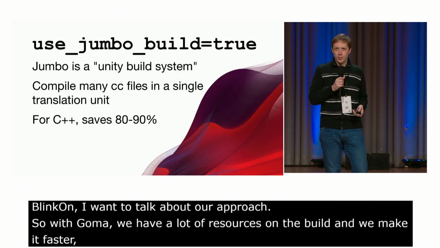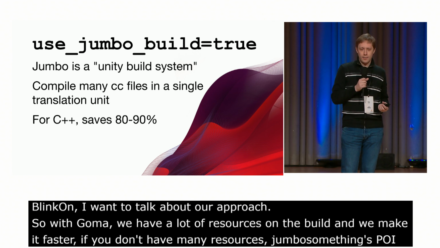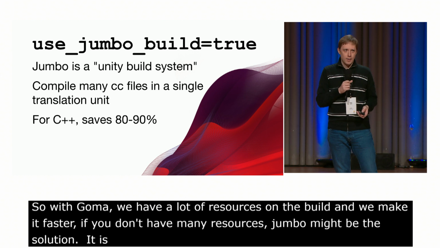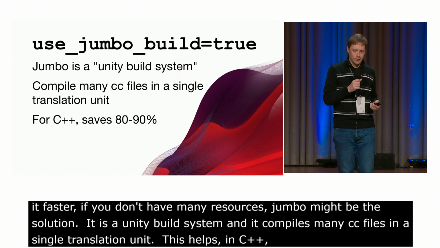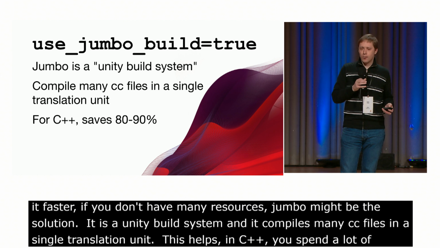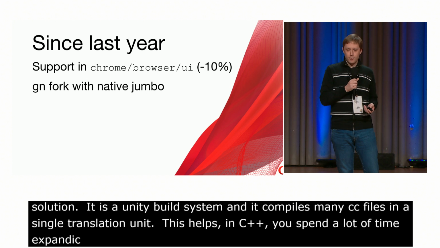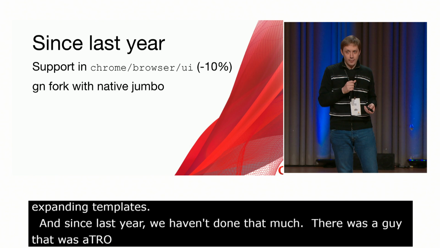Jumbo is a unity build system, and it works by combining a lot of .cc files into a single translation unit. This really helps because in C++ you spend a lot of time compiling headers and expanding templates. If you instead put all of these files in a single translation unit, you only parse and compile the headers once. Since last year, we haven't done that much, but someone added support for Jumbo in Chrome browser UI, and that cut 10% of the Jumbo compile time.